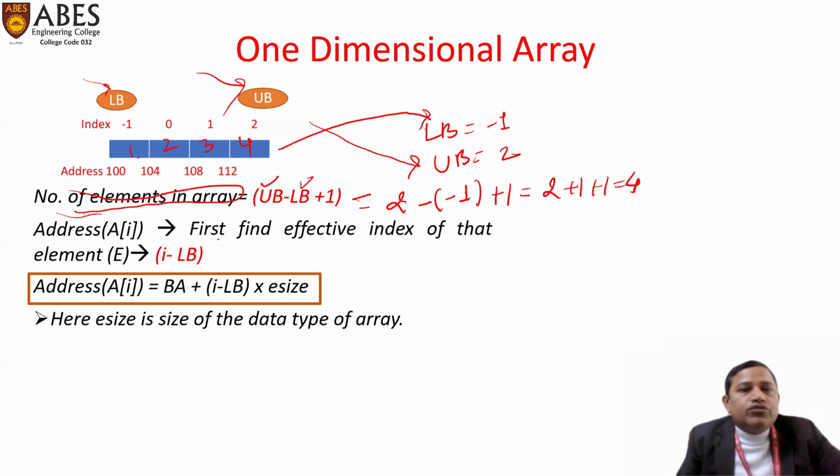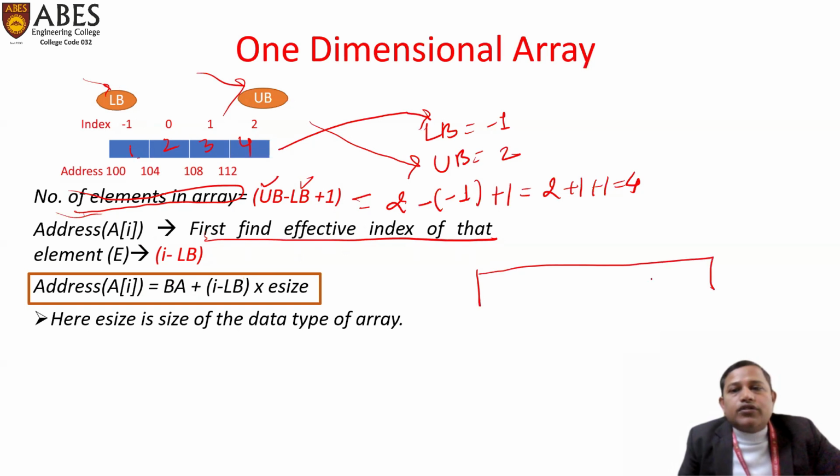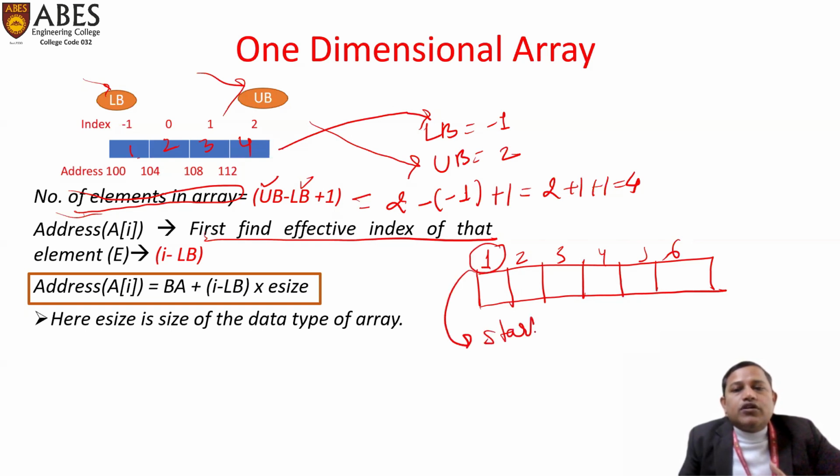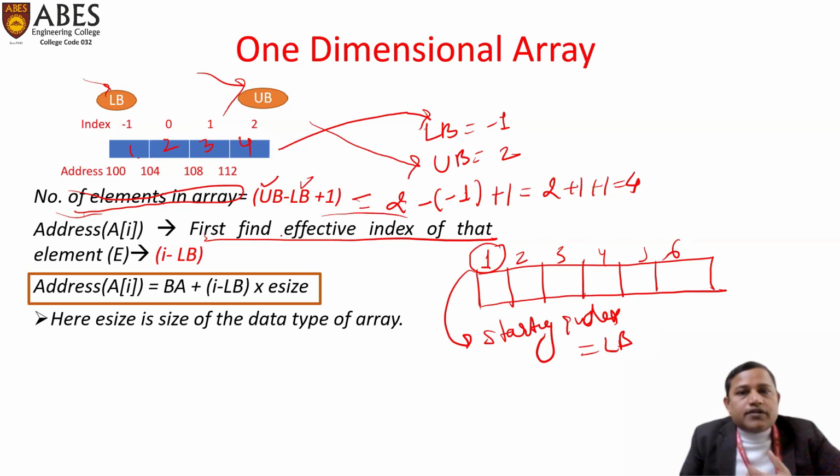So first you need to know the starting index of the array, which is used to find the effective index of the array. If the array index does not start with 0, and starts with another index like 1, 2, 3, 4, 5, 6, then first you will find the effective starting index. Suppose we know the starting index by the name lower bound, then the effective index is I minus lower bound.